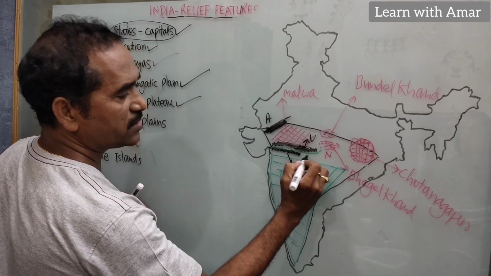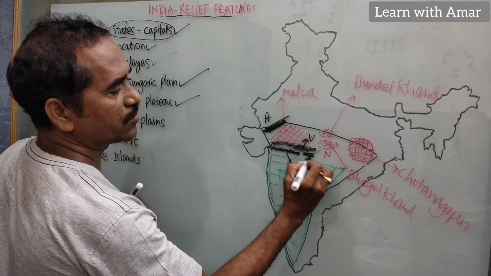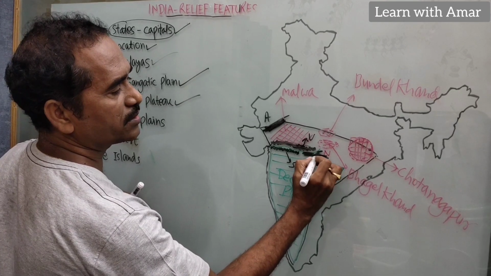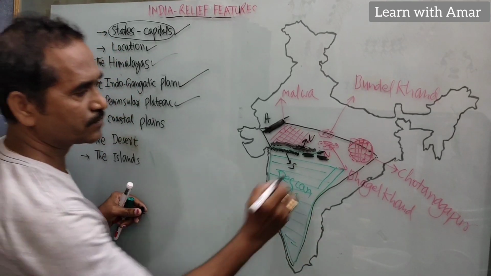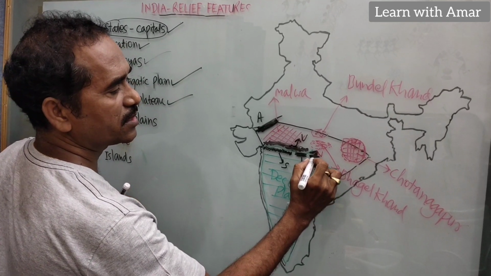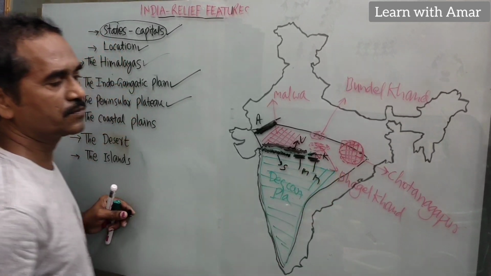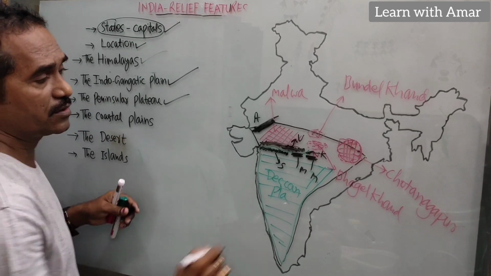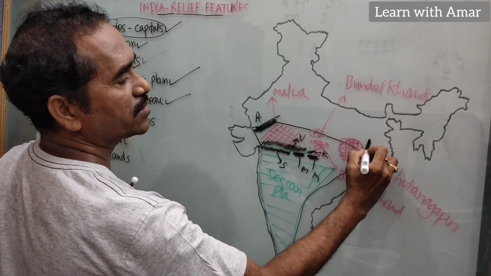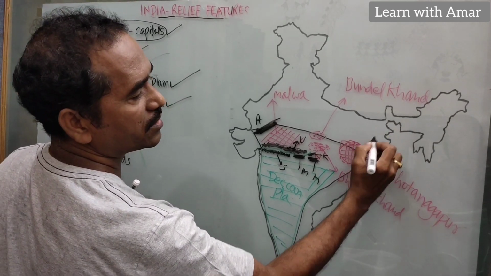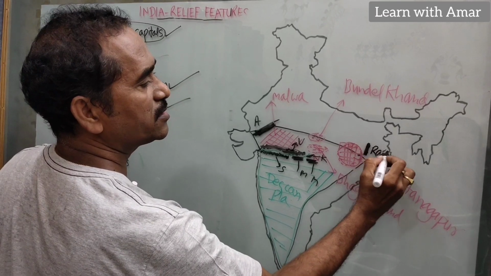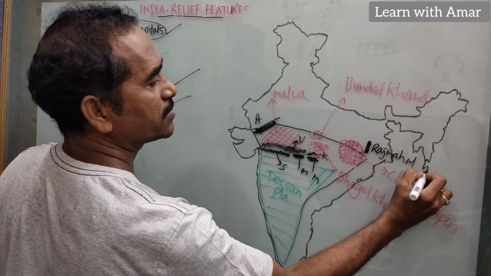East to Satpura, we find Mahadev, then second Maikal. Above it is Kaimur, a very small portion. This is the Mahadev and Maikal range, and this is the Kaimur range. Then the Rajmahal Hills. They ask you, located here, what is the state name? Jharkhand. In Jharkhand, it is the Rajmahal Hills.